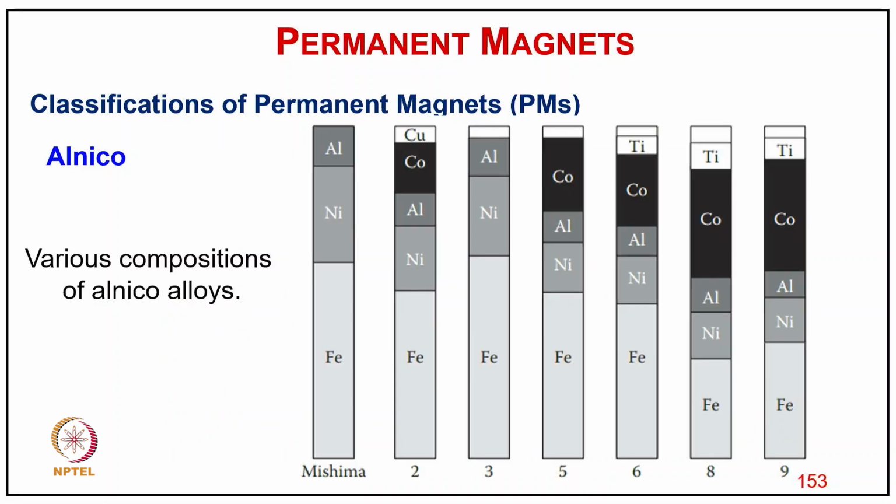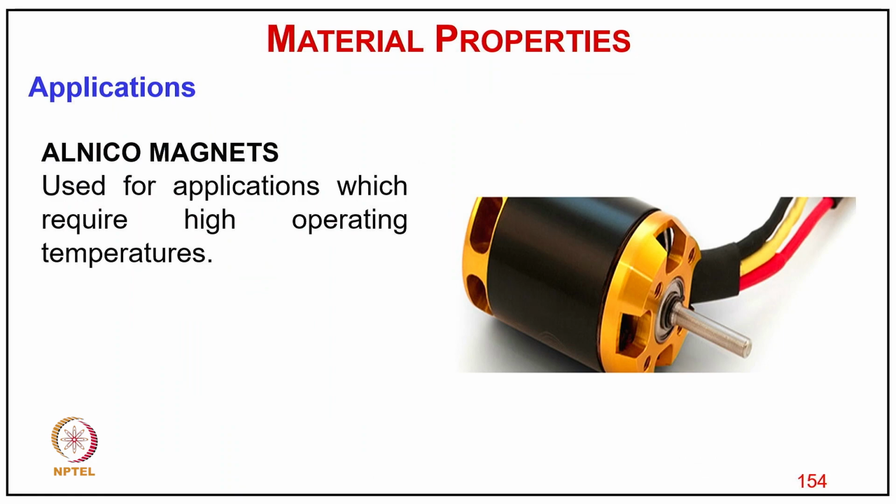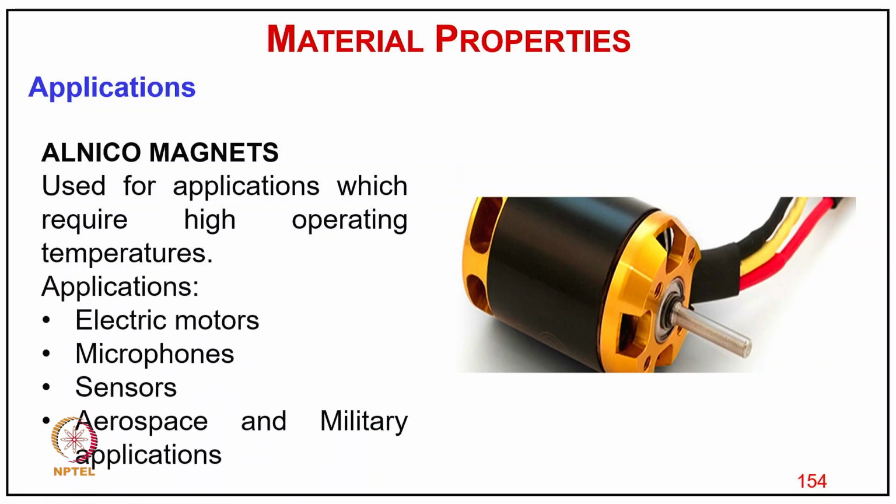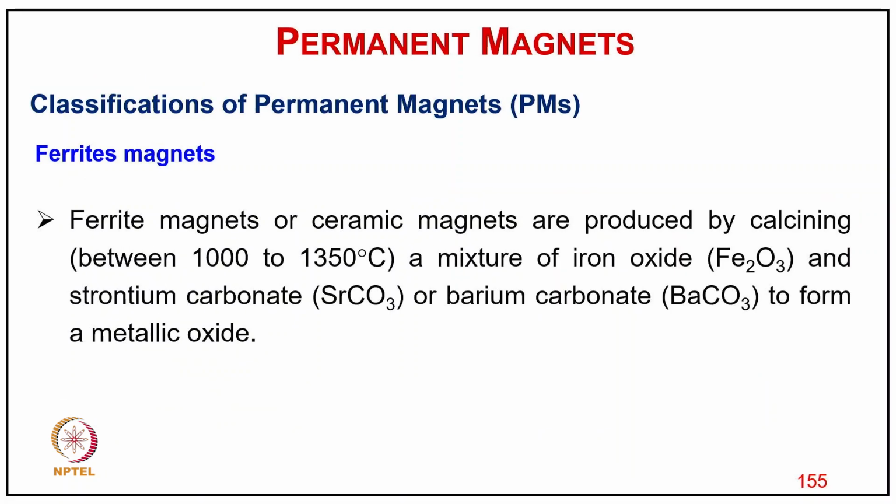Then we come to the composition, how it looks, the brands available for alnico alloy, and how we use alnico magnets in motors, usually in applications where high operating temperatures are there, such as electric motors, microphones, sensors, aerospace, and military applications.